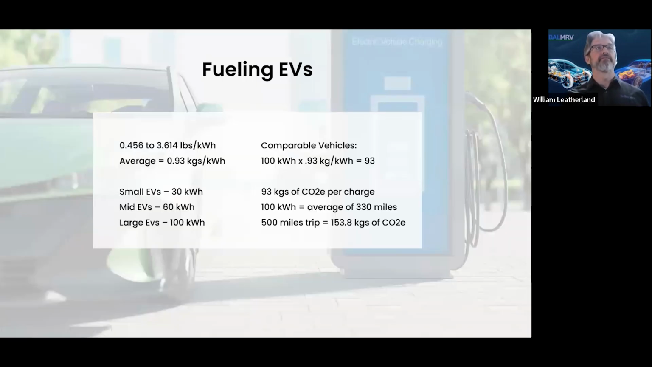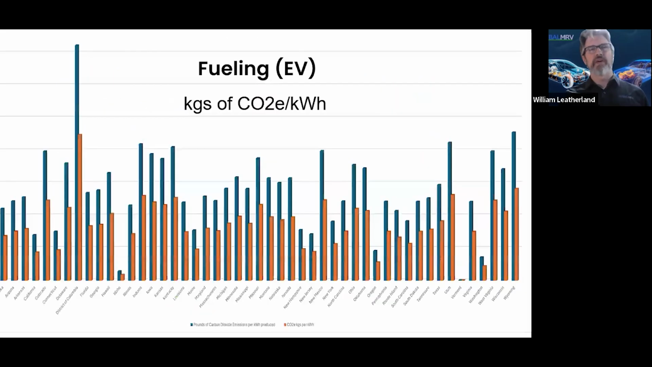So it's 0.456 to 3.614 pounds. And we'll translate that over to kilograms. And that's what these orange bars are. That's the number of kilograms of CO2 equivalent per kilowatt hour. So you see here, the District of Columbia is much higher.